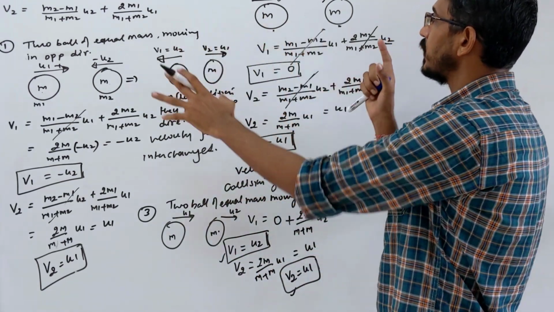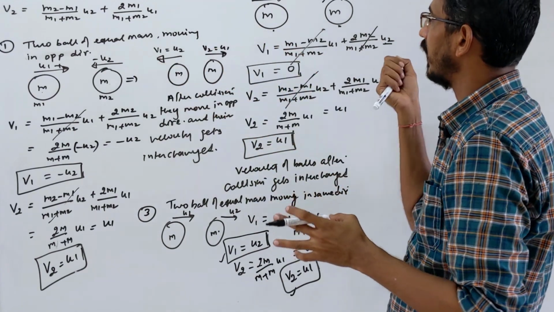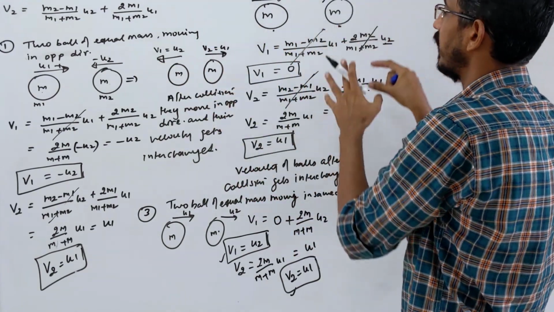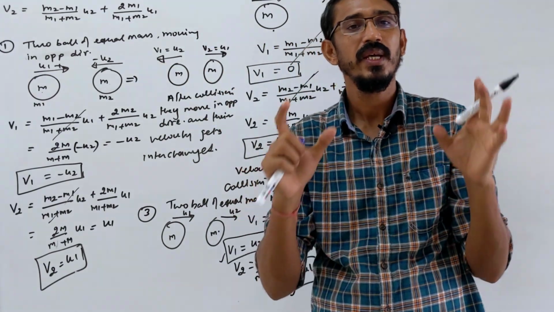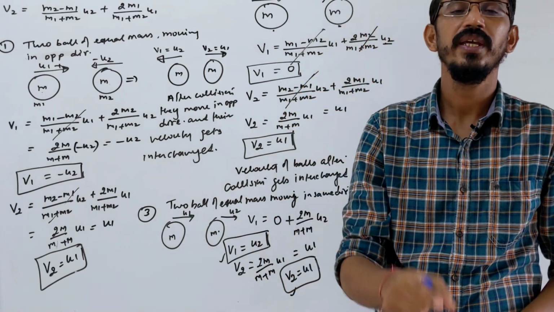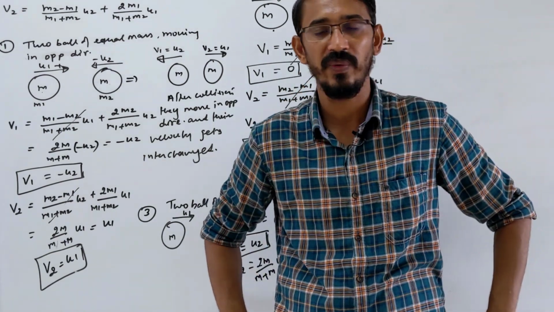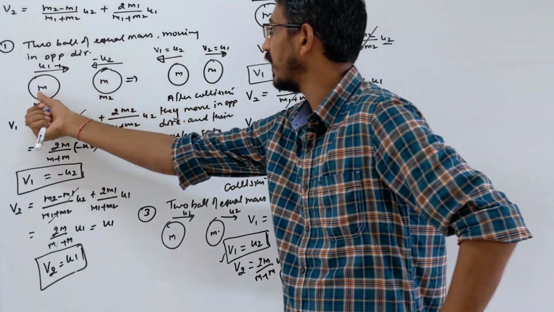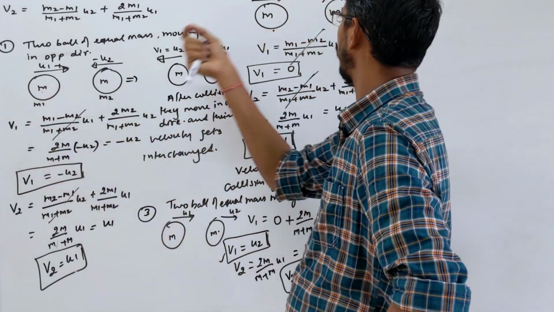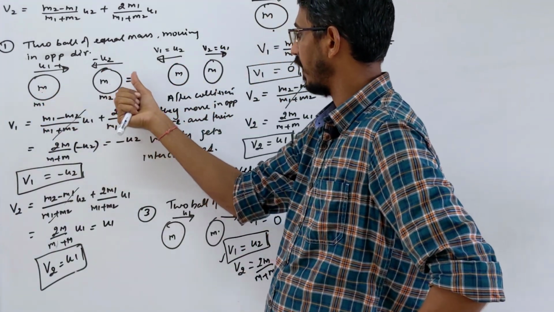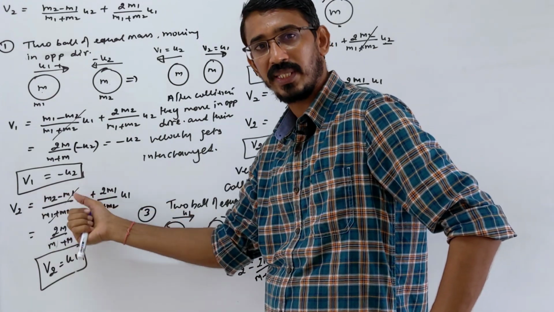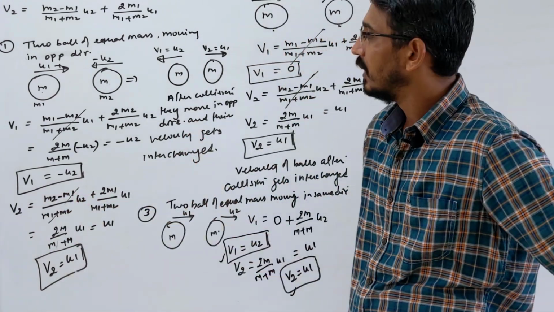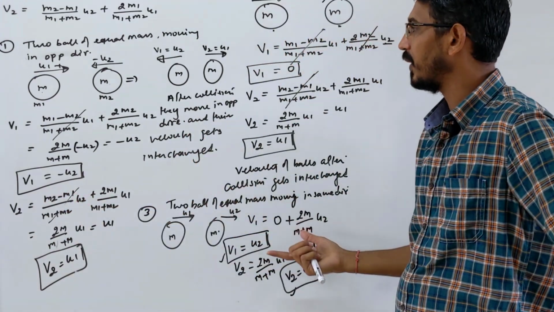In any case, whether two balls are moving in the same direction, opposite direction, or one ball is at rest, what will always happen? Their velocities will get interchanged if their masses are exactly equal. This happens only when the masses are the same. If masses are different, like this is given m, this is given 3m, you put it in the formula properly, 3m minus m, and calculate a numerical answer. So this is very popular.